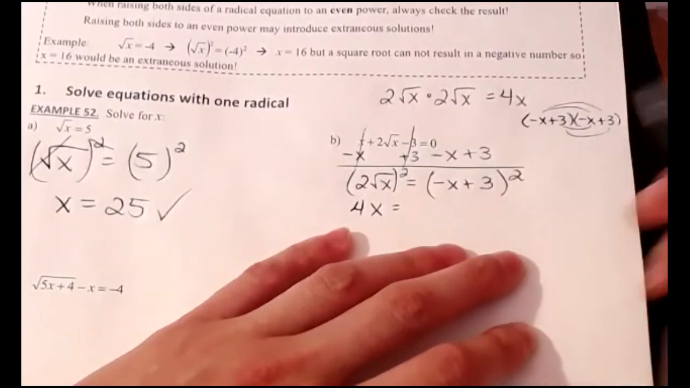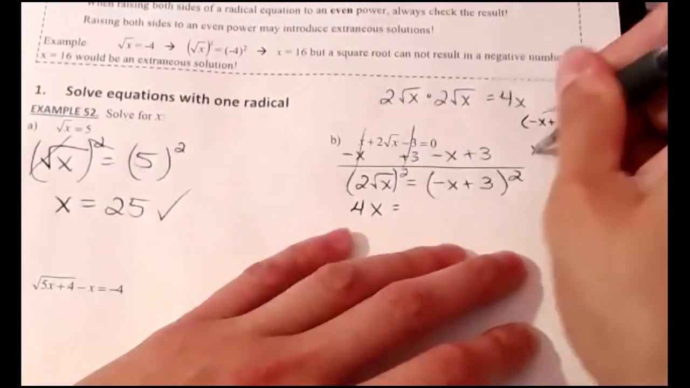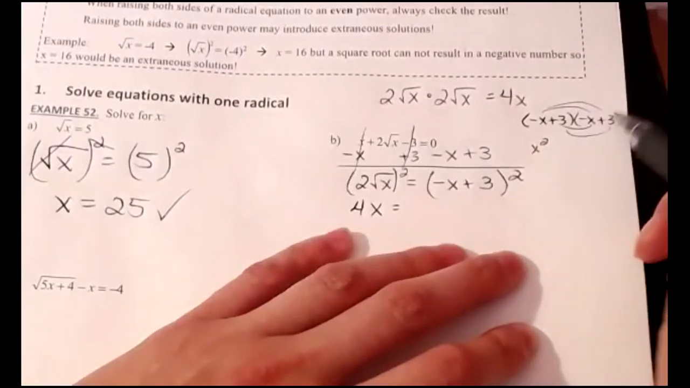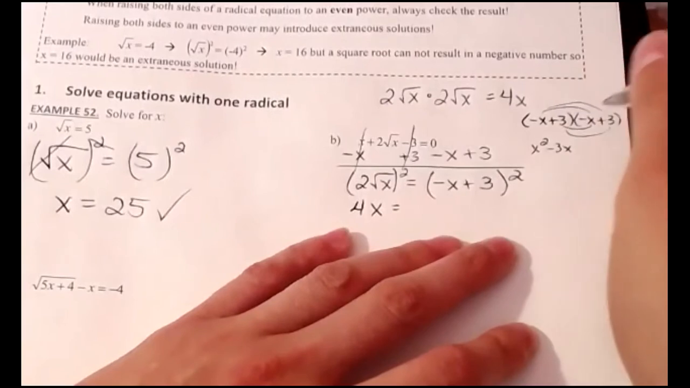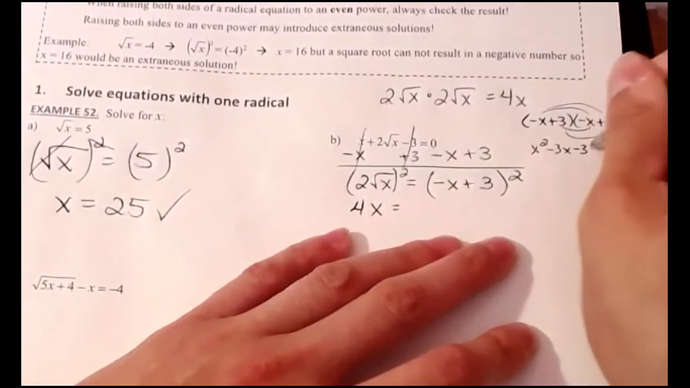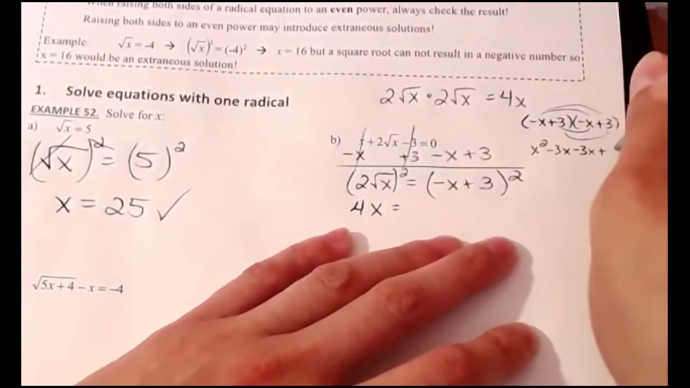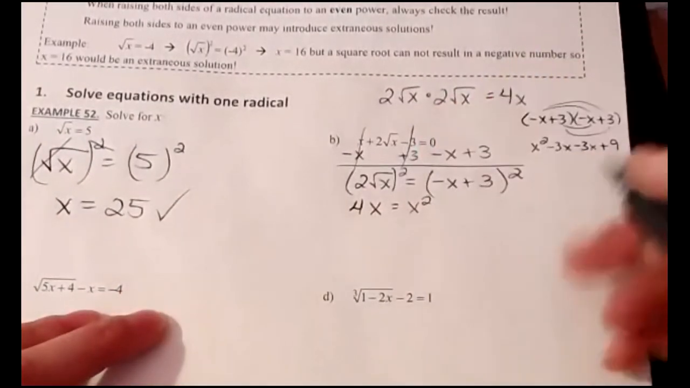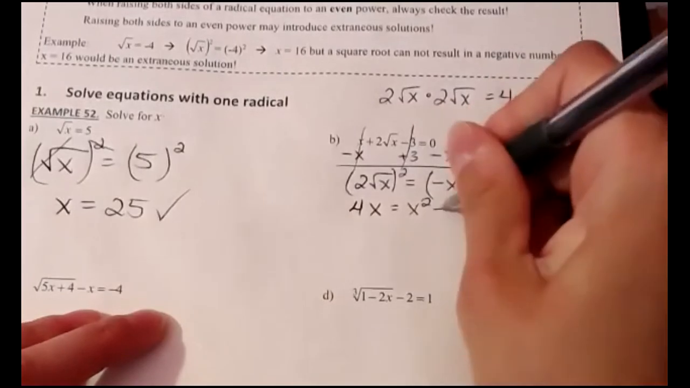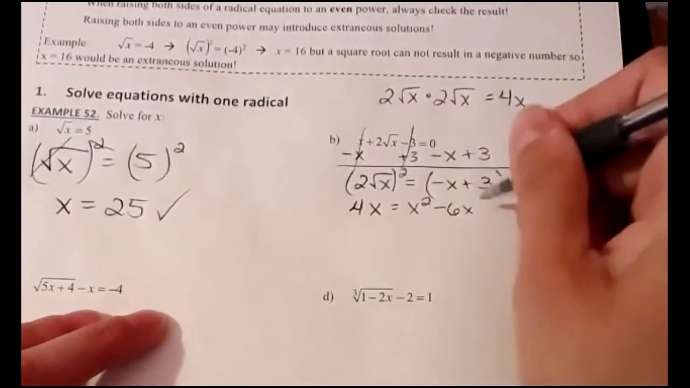So we have negative x times negative x, that's x squared, positive, right? Negative x times 3, that's negative 3x. Positive 3 times the negative x is negative 3x. And 3 times 3, both positive, is 9. So this becomes x squared minus 6x plus 9.